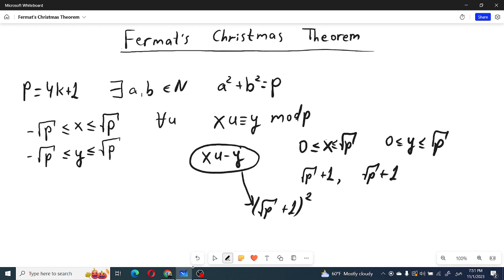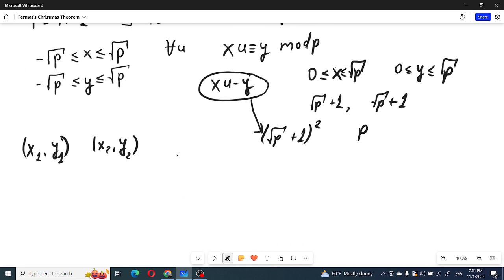different residues mod p, but it is impossible that all of them are different, because in total we have at most p different residues modulo p. So this means that we can find two pairs, x1 y1 and x2 y2, with the same remainder, so if we discuss their difference, it must be divisible by p. So x1 times u minus y1 must be equal to x2 times u minus y2 mod p.